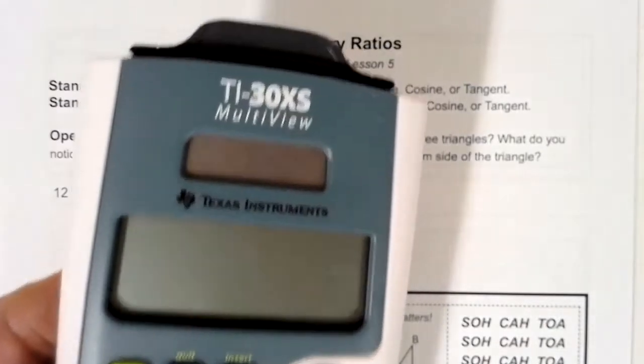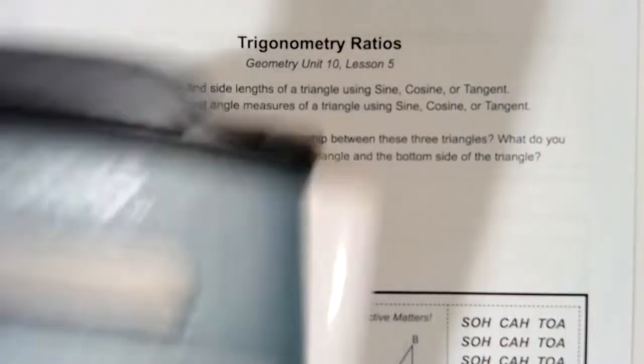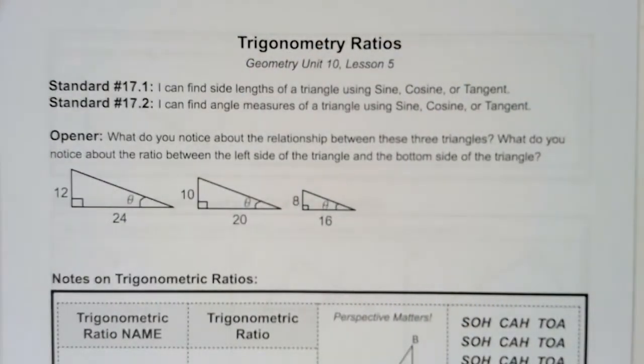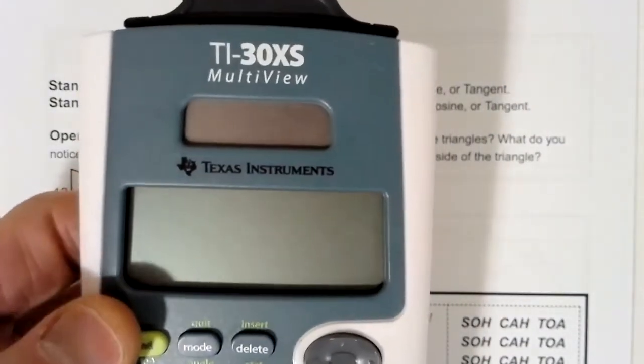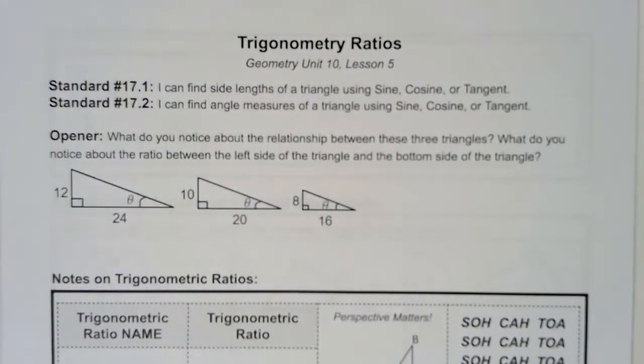Also, the other thing about today is that you want to have your calculator handy. If you don't have your calculator, please get one. This TI-30XS is the best one you can get for the money. It's cheap. It has lots of different functions that are going to help you out. So please get one. It's really going to help you out.